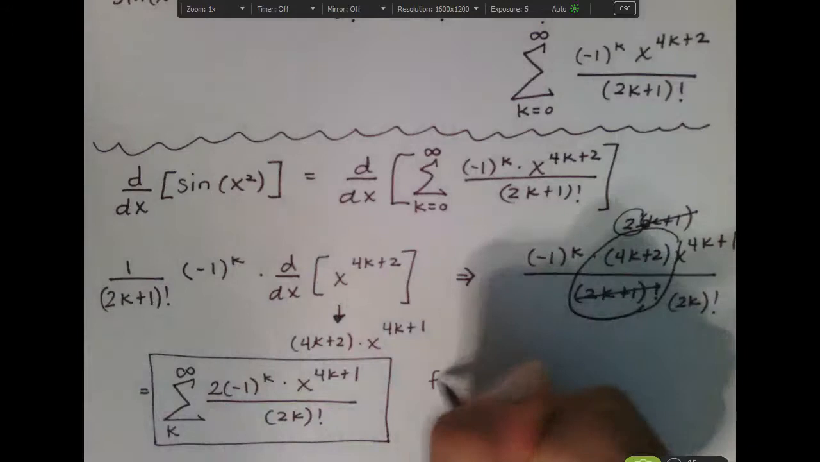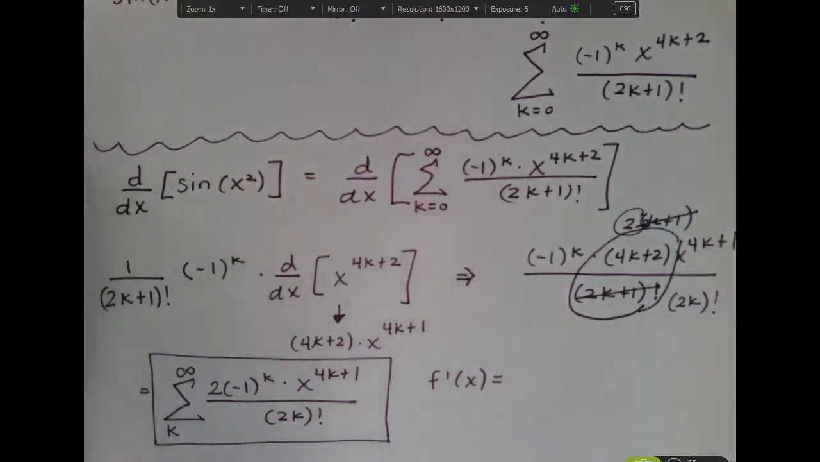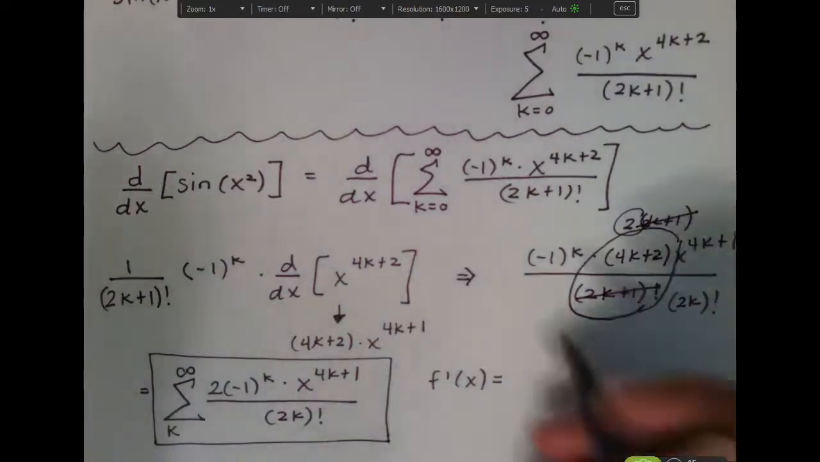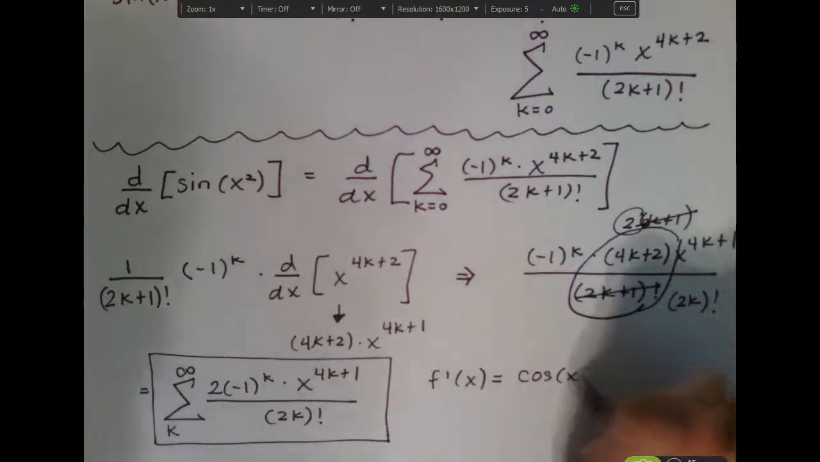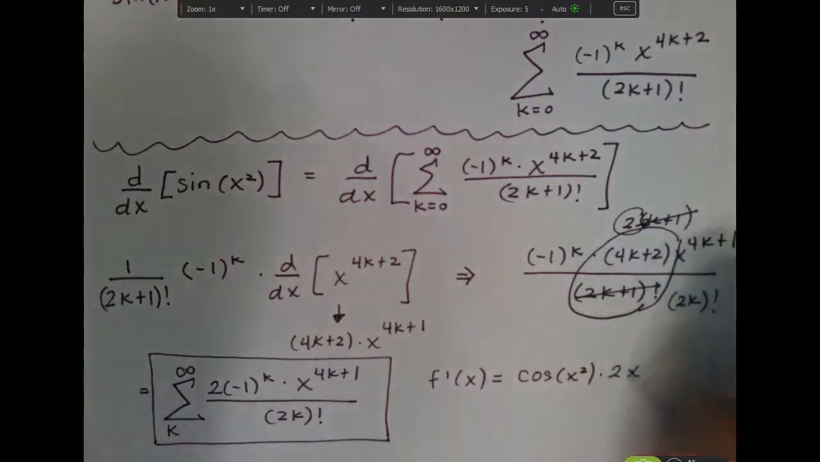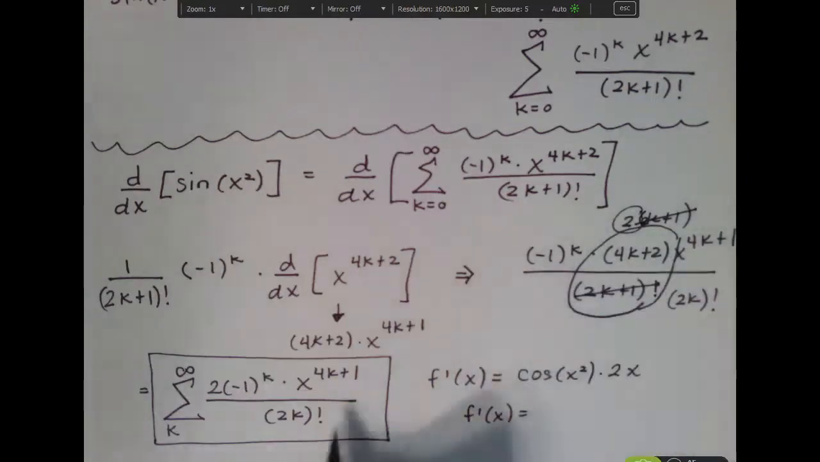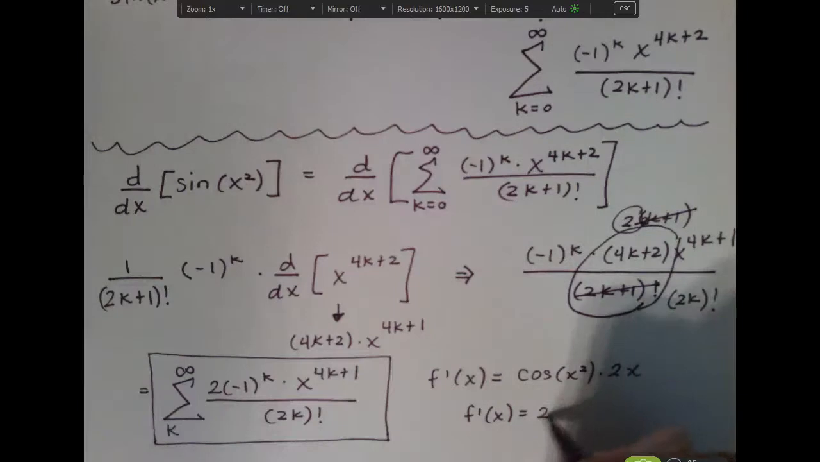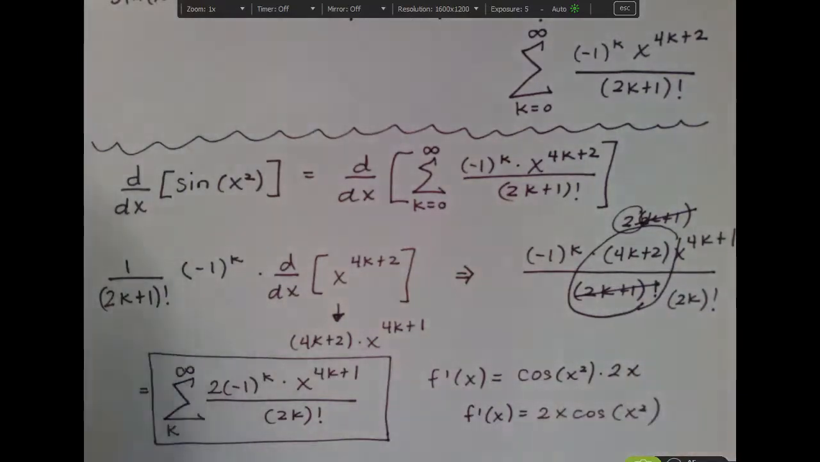So then the question is, which commonly known function is this series a representative of? And if we just go back and take the derivative of the sine of x squared, we'd get the cosine of x squared times 2x using the chain rule. So that means that this power series here that we've written must represent that function, 2x cosine of x squared.